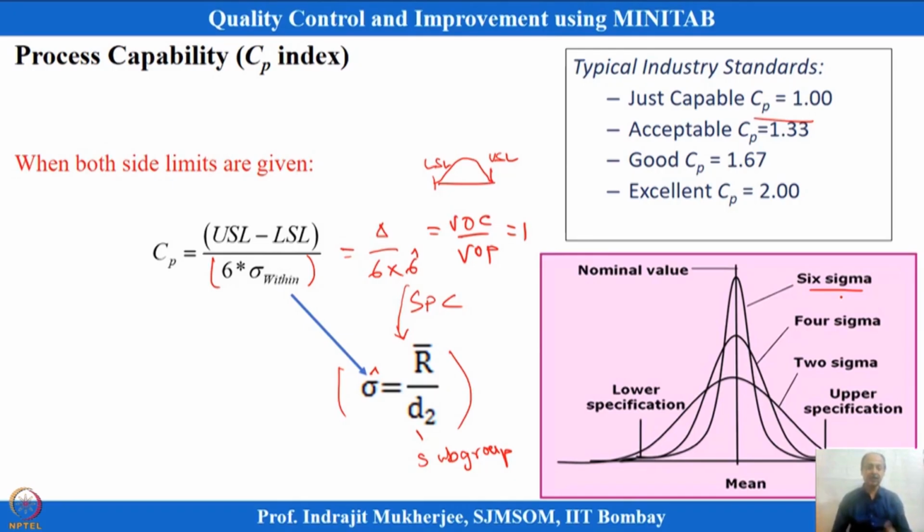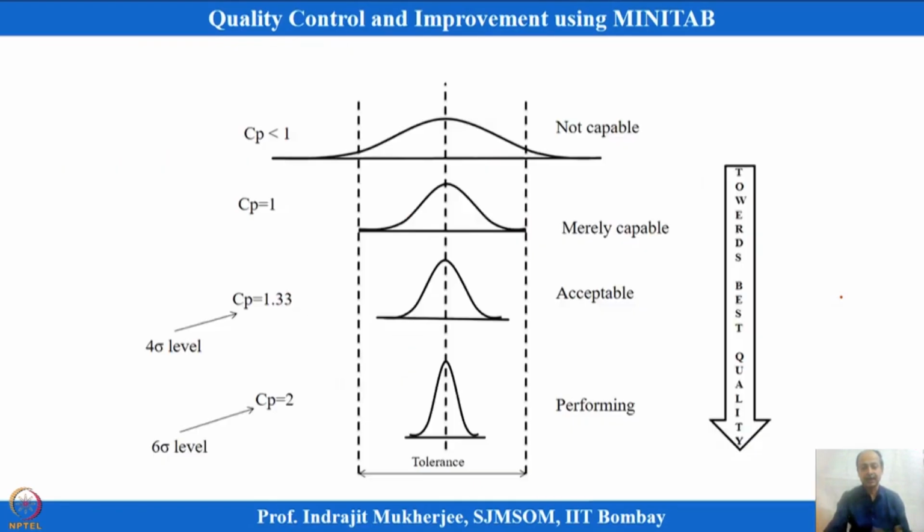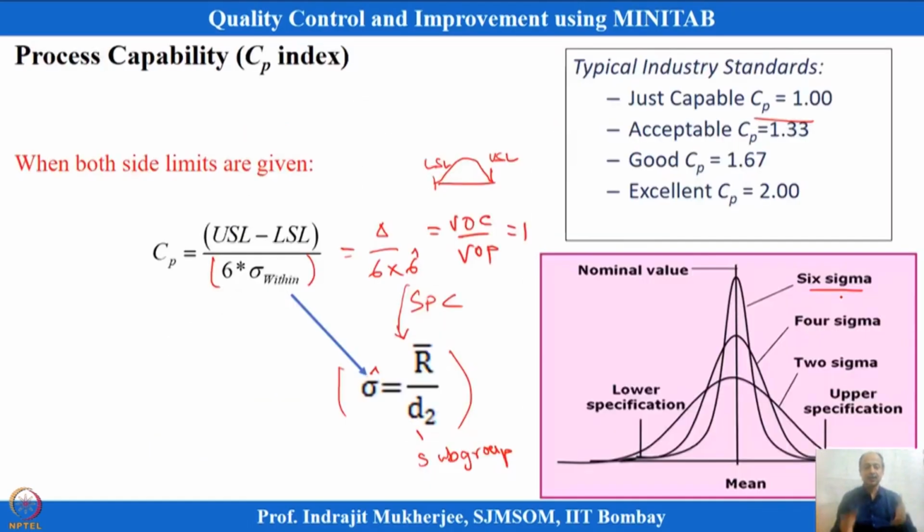But that is not the right way. We will see another way of defining and linking with the sigma levels, and MINITAB gives you some options to do that. So, I can calculate this, and we also have to remember that this is for two-sided specifications. So, CP can be calculated whenever USL and LSL are given.